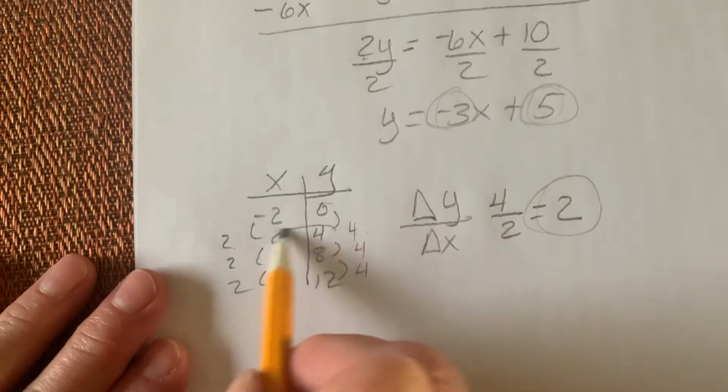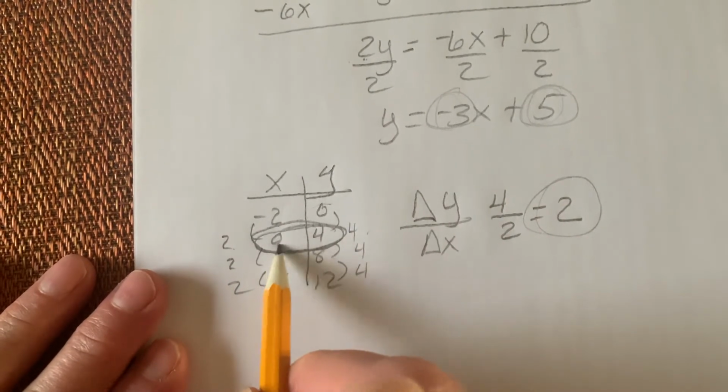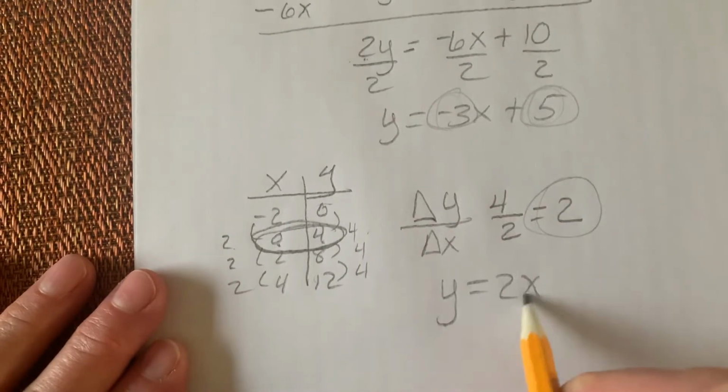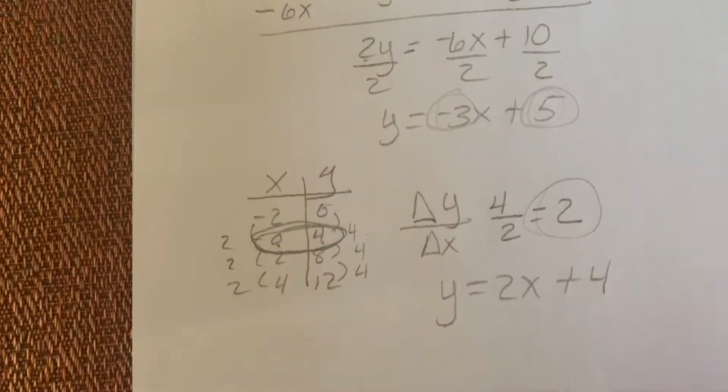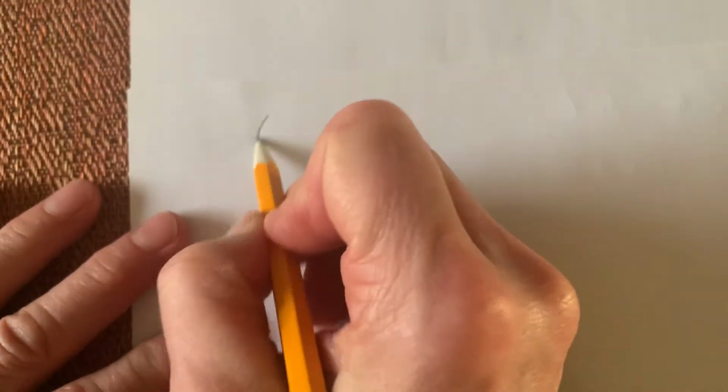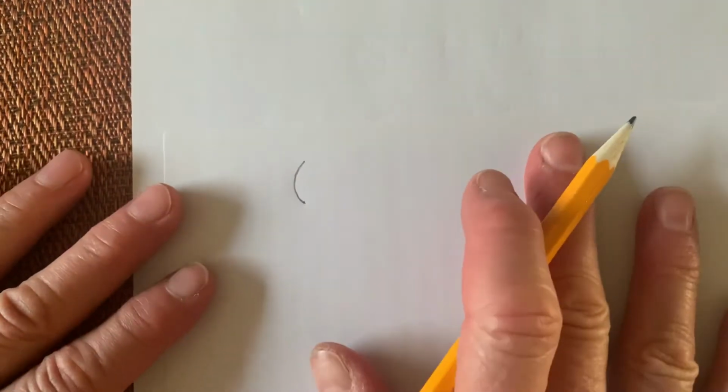And then my b, when x is 0, I know my b. I know my y-intercept. So y equals 2x plus 4 becomes your equation for that. So make sure you understand those tables and how to work with them. Remember, we practiced this one in quizzes.